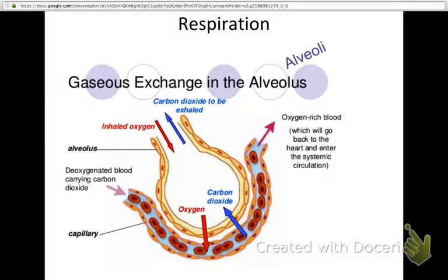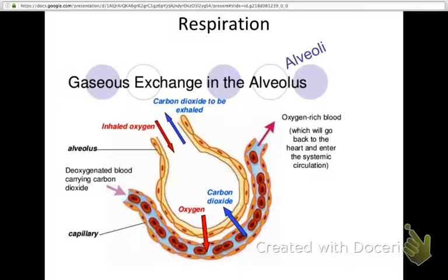After this part that was on your notes, these questions are going to come from those coloring sheets that you did. So I'm going to run through a little bit of a review on that. With respiration, you're taking in oxygen and you're exhaling carbon dioxide. So you have this uptake of oxygen and you have a discharge of carbon dioxide.